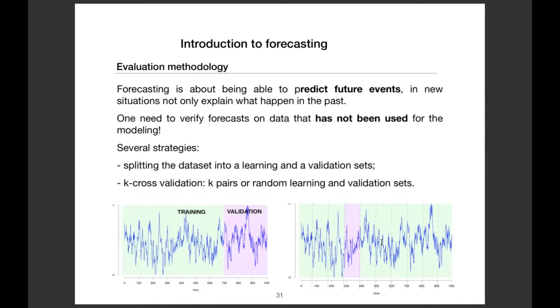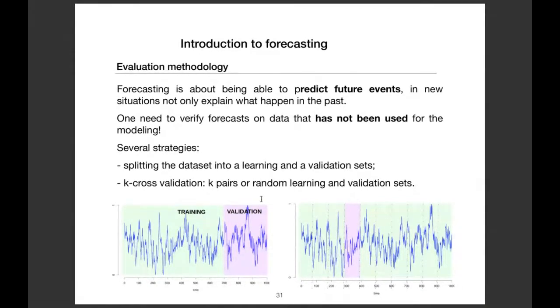First, you can split your data set into two parts, a learning part and a validation part, as here on the left picture. You keep some data for the training, you use it just for the training, and then you make forecasts on the validation part and you compute some metrics.